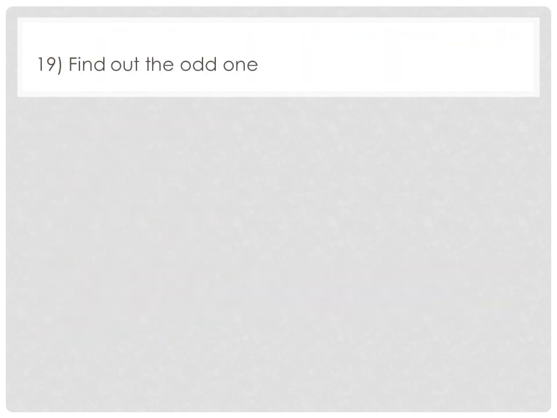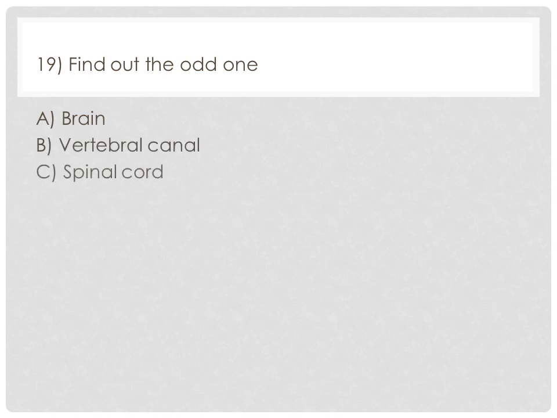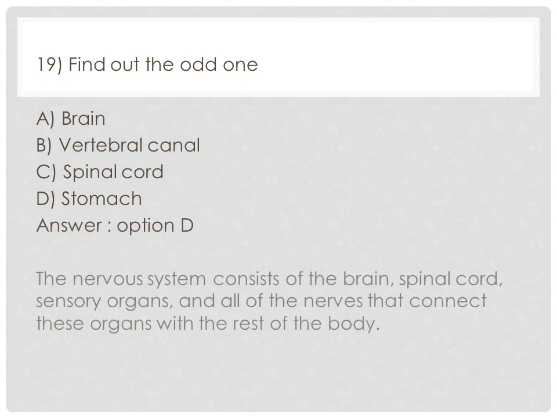Find out the odd one. The options are A. Brain, B. Vertebral canal, C. Spinal cord, and D. Stomach. And the answer is option D. Stomach. The nervous system contains the brain and spinal cord and sensory organs, and all of the nerves that connect these organs with the rest of the body. Stomach is a digestive system organ. So the remaining three are nervous system organs. So option D is the odd one.